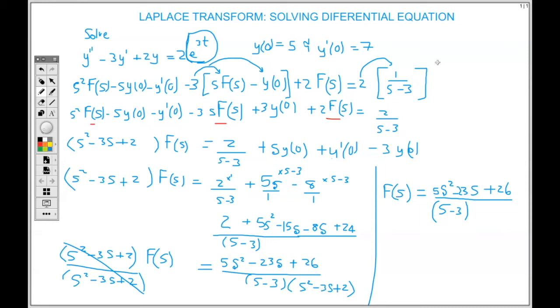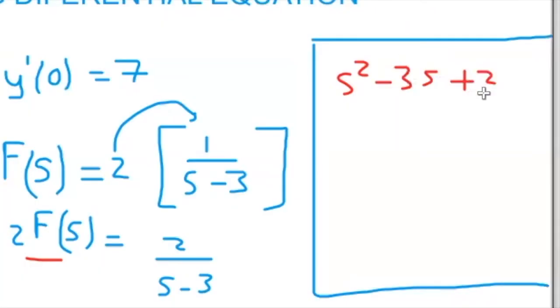Now, where I have s squared minus 3s plus 2, instead of rewriting it, I'm going to factorize, because this quadratic can be factorized. I need two numbers that multiply to give me positive 2, but add to give me negative 3. That's minus 1 and minus 2. So I replace the center with the factors. So I have minus s and minus 2s. Remember, minus s means minus 1s.